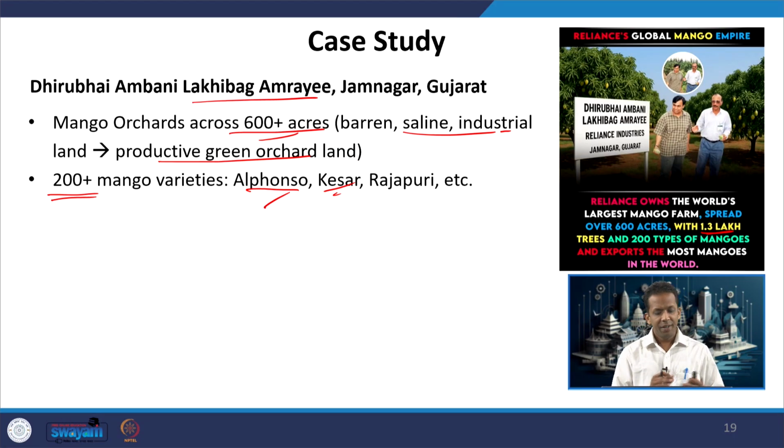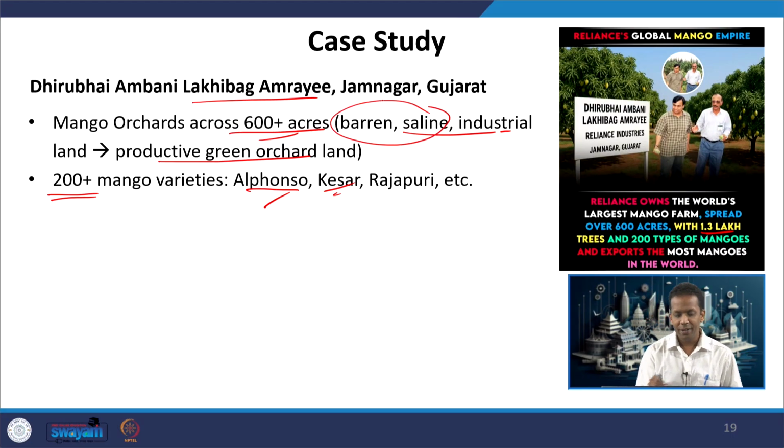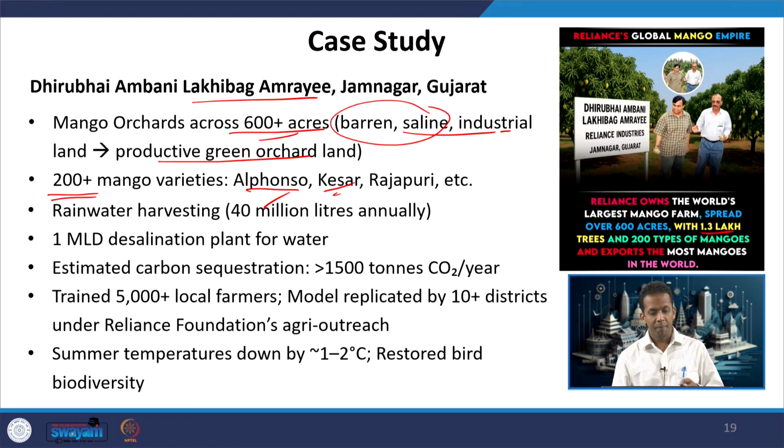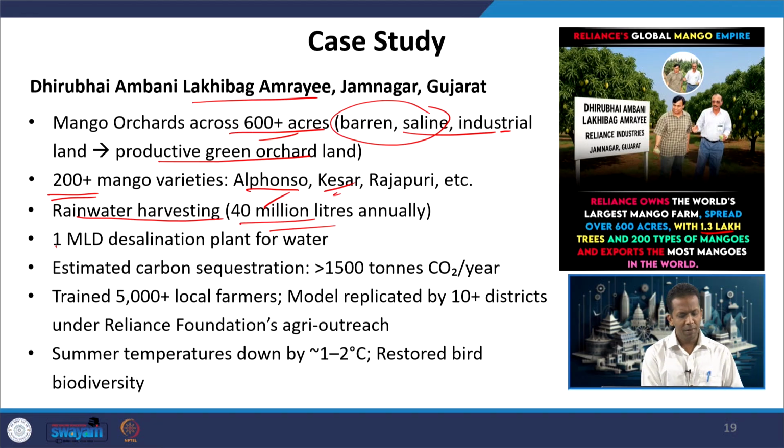So, when they did this, one thing we can see is that they converted a barren land into a green land. That was a contribution towards the environment, but obviously it would have come at a huge cost. But there were many elements of sustainability associated with it. Especially, they did rainwater harvesting of 40 million liters annually. They also set up a 1 MLD desalination plant for watering these mango orchards. The water used was either from the desalination plant or the harvested rainwater.